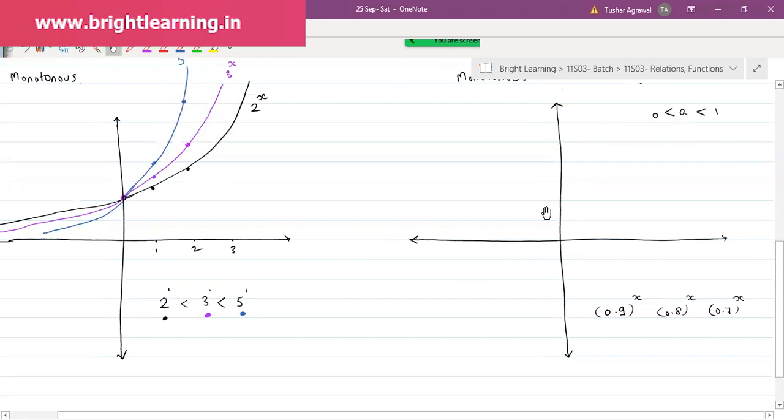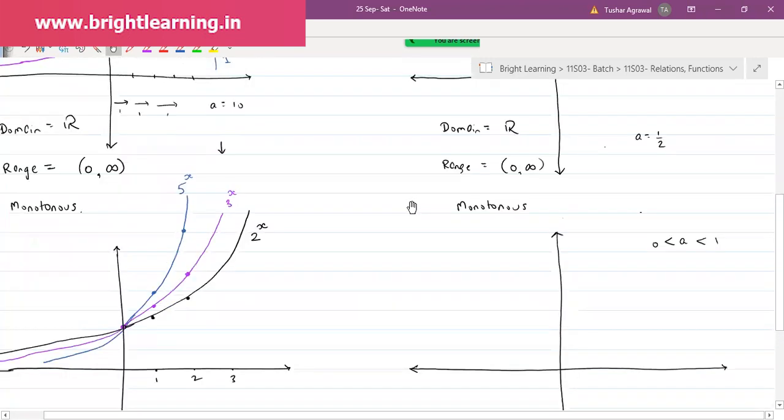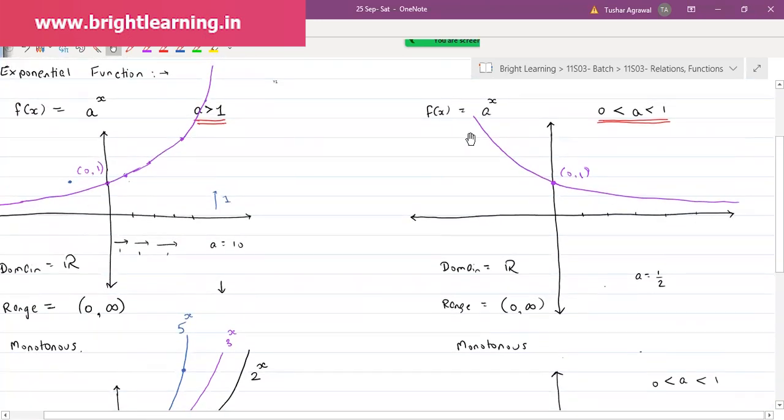I will draw these three graphs. All three graphs will be in this manner, passing through 0, 1. But how will the relative positions be?